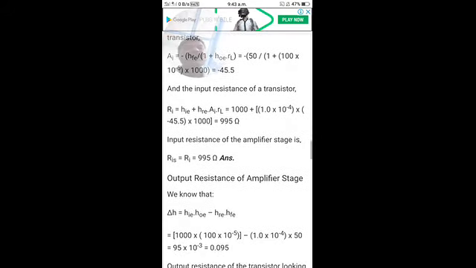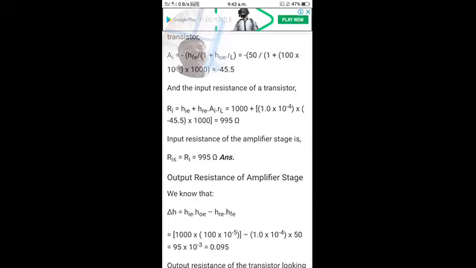The overall input resistance of the amplifier stage, Ri dash, is the combination of Ri and RB. Since RB is not given, Ri dash and Ri are the same. For the output resistance of the amplifier stage, we have delta h, that is hie into hoe minus hre hfe. After substituting the values, we get the delta h value of 0.095.